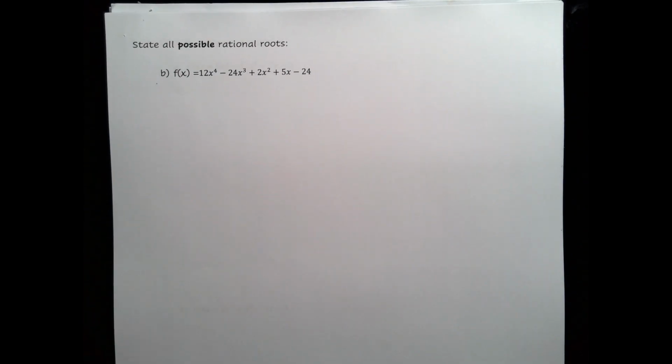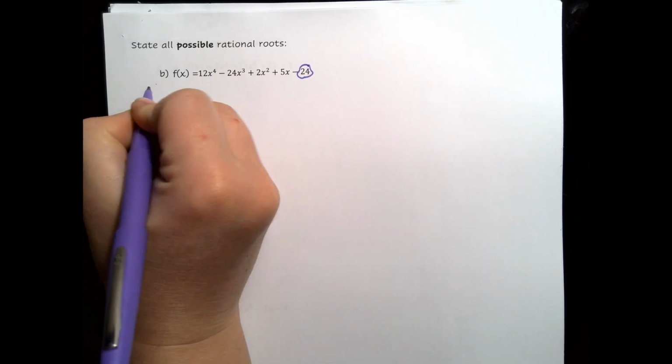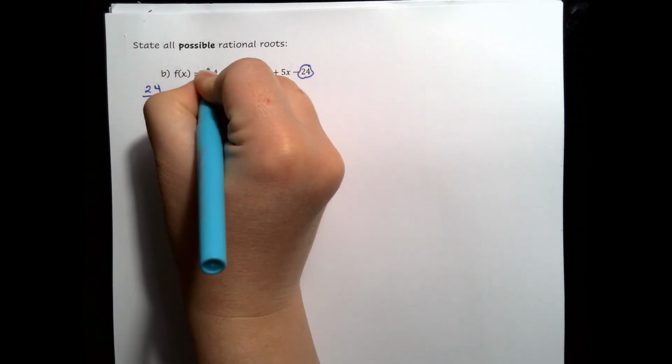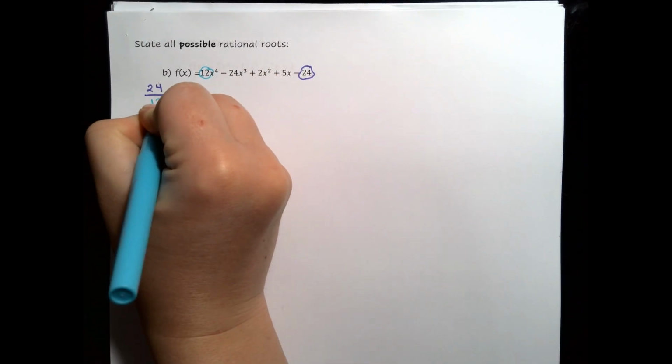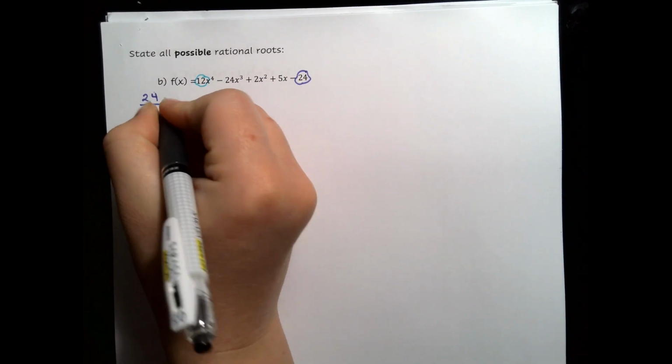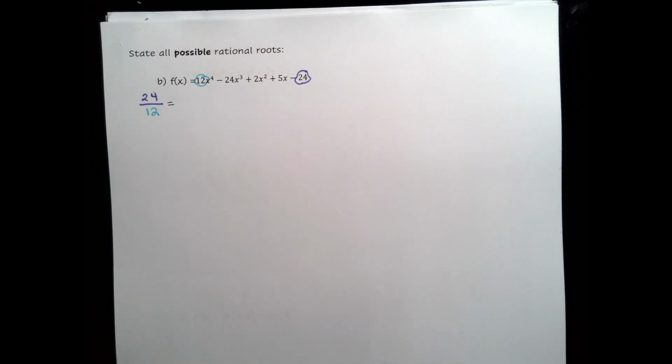Okay, moving on. Once again, this one is saying state all possible roots. So I did give you a lot of space on this because there's going to be a lot of factors. So if we take a look at what we have, 24 is going to be written on top, and then 12 is going to be written on the bottom. That means I'm going to ask myself a question. What numbers multiply to 24?